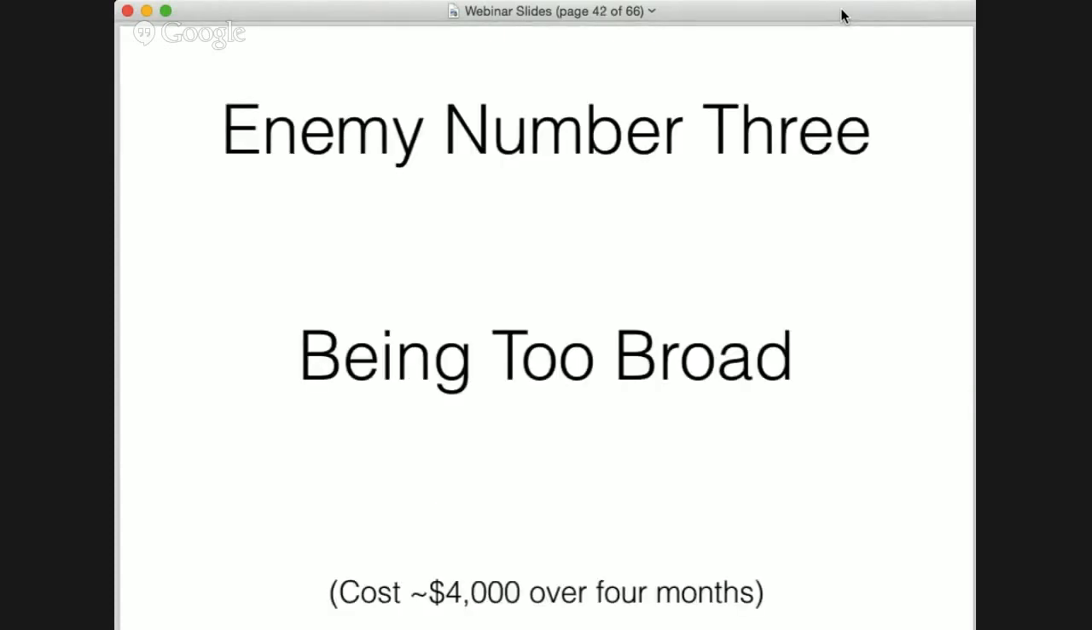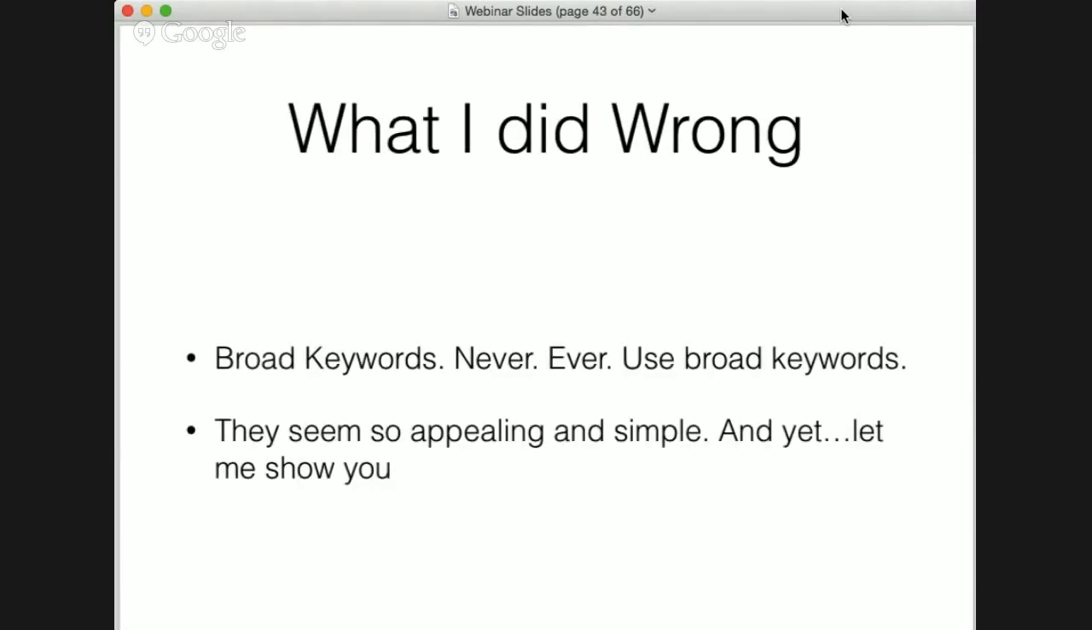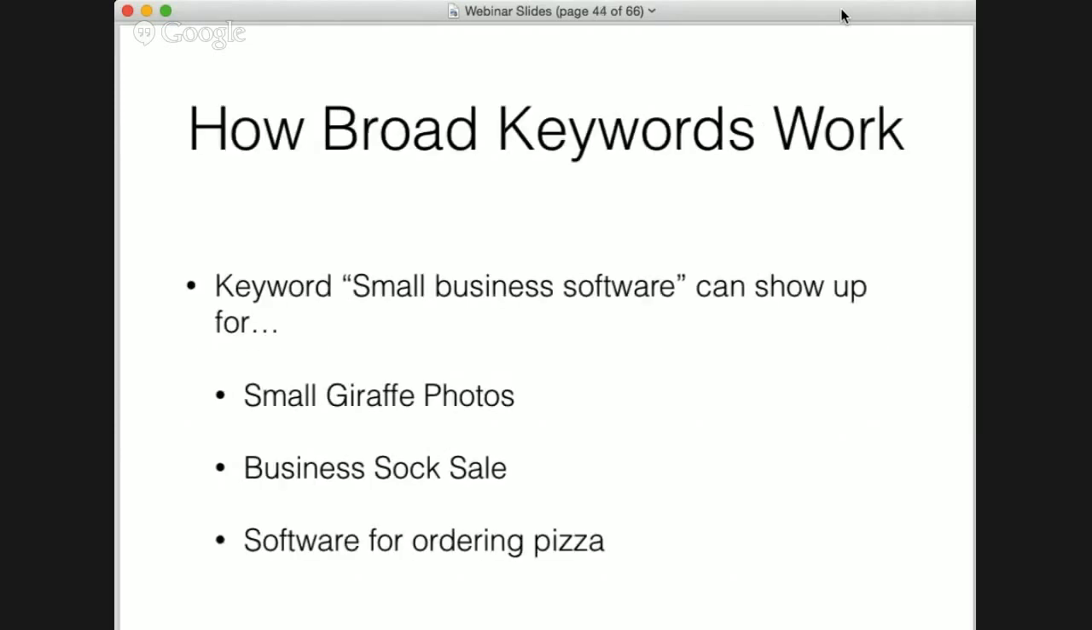And this is the final enemy of an AdWords campaign: being too broad. This probably cost us $4,000 over a couple of months. The reason is that AdWords is very nuanced. They don't explain a lot of things unless you go and try to learn as much as you can initially. So a lot of people get into AdWords and just start adding broad keywords. You never want to use broad keywords. They might seem simple and straightforward, but it's really awful.